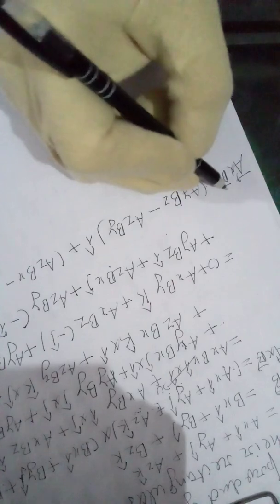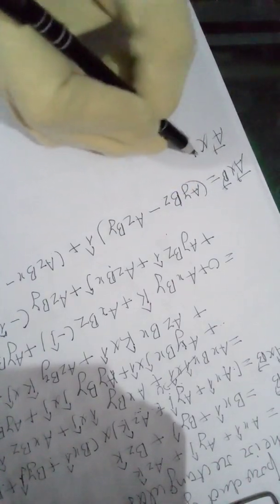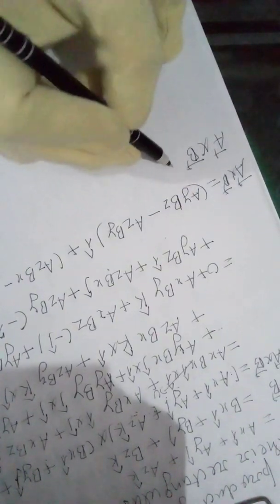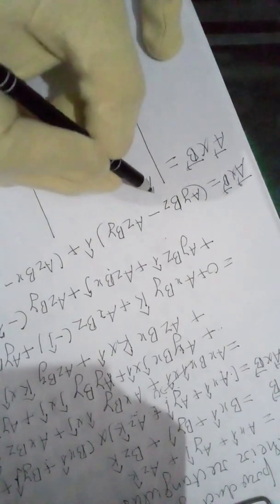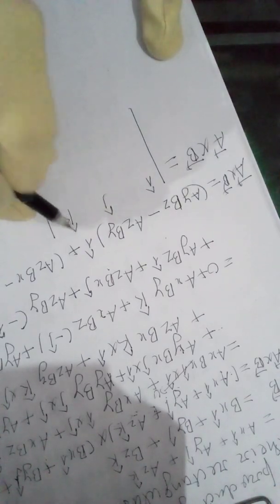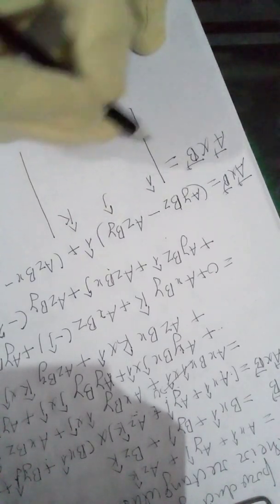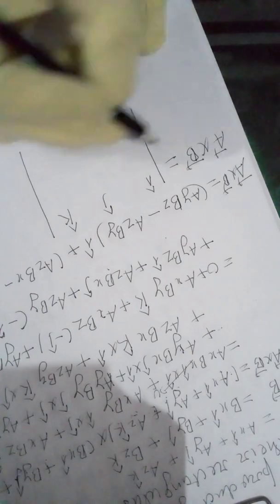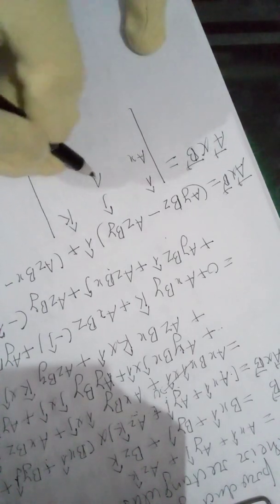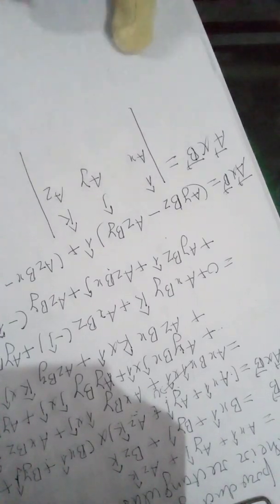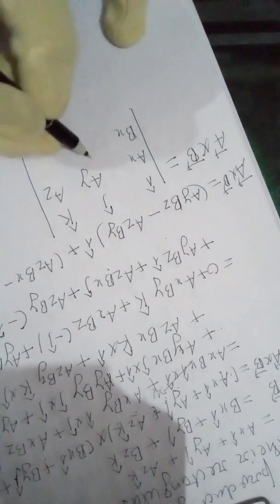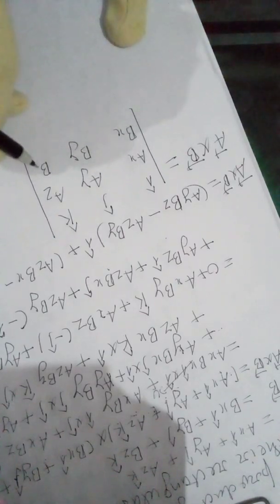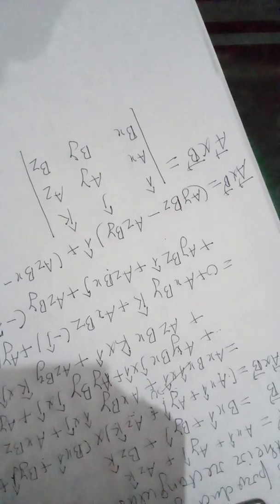We can write this expansion in determinant form. The first row of the determinant is formed by the unit vectors i, j, k. The second row is formed by the coefficients of i, j, k of vector A, so ax, ay, az. The third row is formed by the coefficients of vector B, so bx, by, bz. So this is your A cross B in terms of their rectangular components.